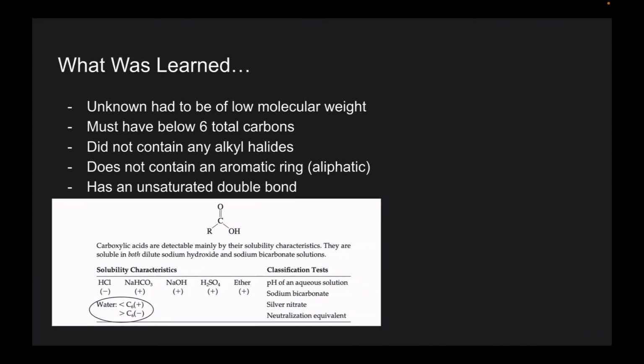So from these tests, I was able to learn that my unknown had to be something of low molecular weight, and my unknown also had to be something that had less than 6 carbons. It did not contain any alkyl halides and is an aliphatic compound, so it does not contain an aromatic ring. And additionally, it also has an unsaturated double bond.